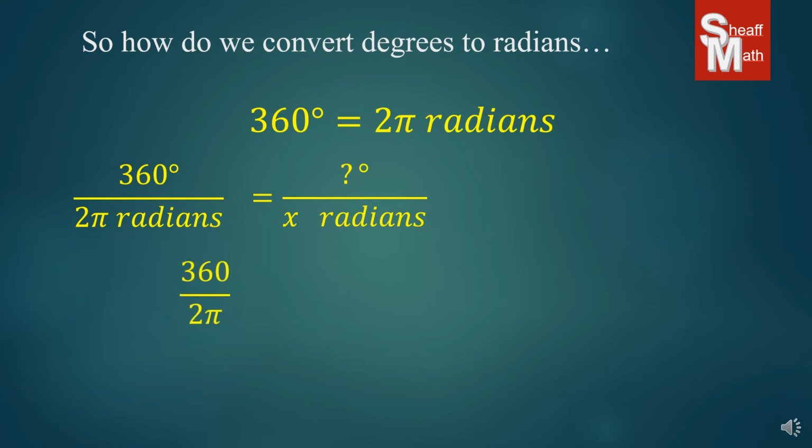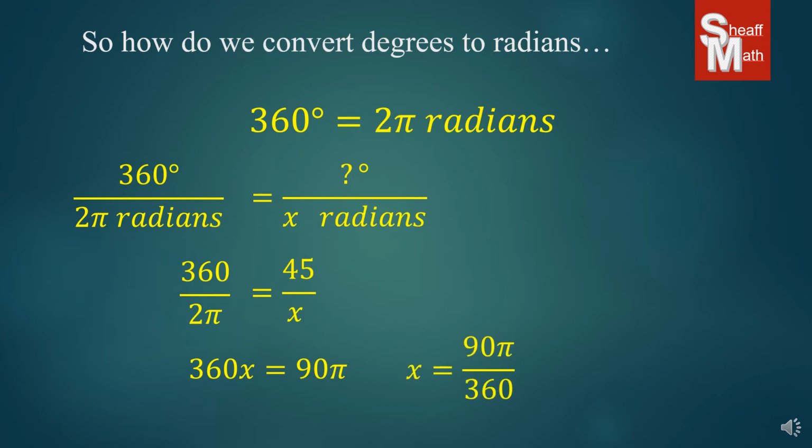So 360 over 2 pi equals, let's say we had 45 degrees in our question, and we're trying to find x radians. We cross multiply. We get 360x equals 90 pi. We solve for x, so we divide by 360, and we end up getting 90 pi over 360, which can simplify.